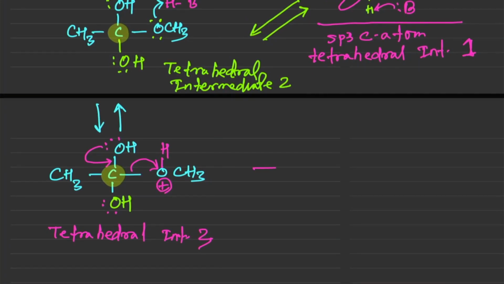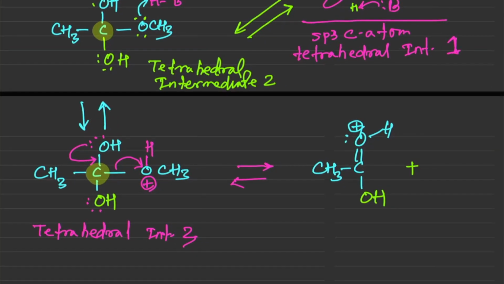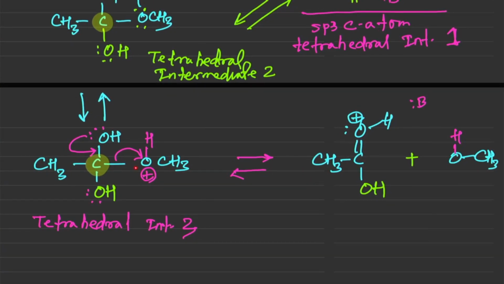So when we do that, what will we be making? We will be making CH3COOH, and now oxygen has 3 bonds, so it should be positive. And we got our OH, and our byproduct was CH3OH, and the base is still there.